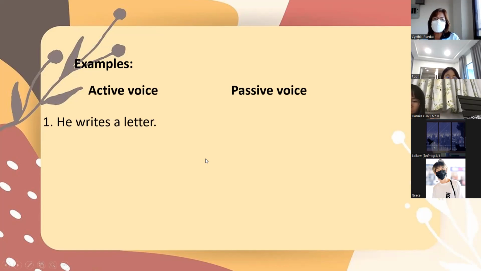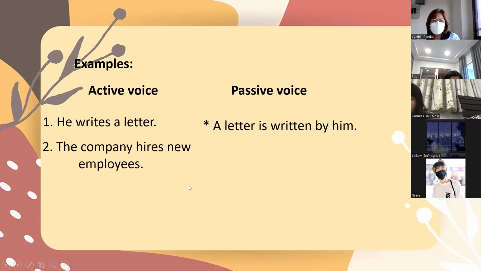Okay, Poon, will you please try? A letter is written by him. Okay, so a letter is written by him. So we use by. It's okay if you will not use by, okay? But if you want to use, you can use it by him. Okay, so let's continue.